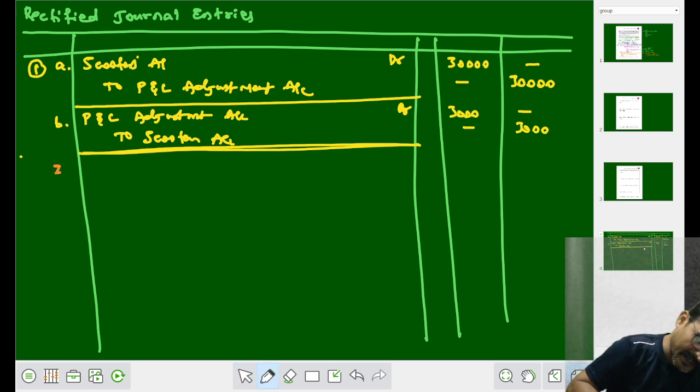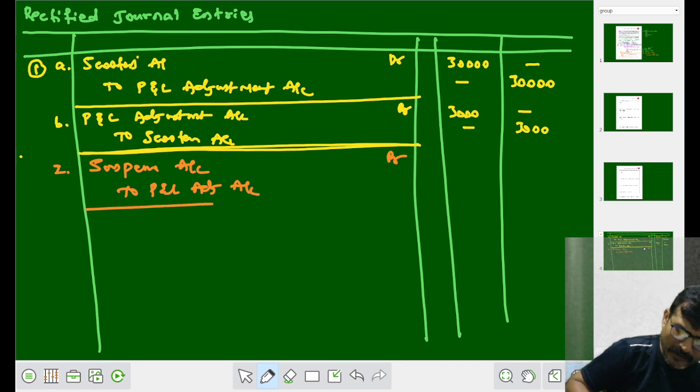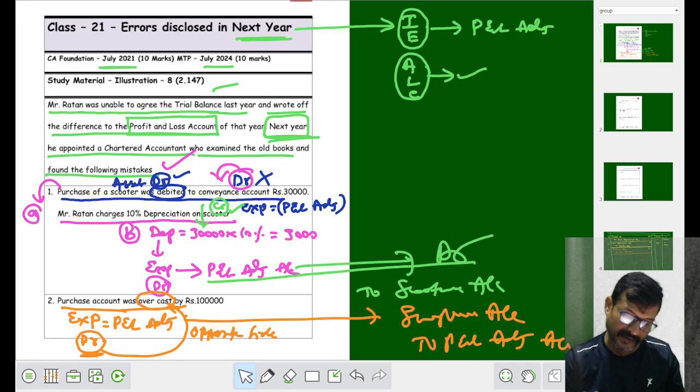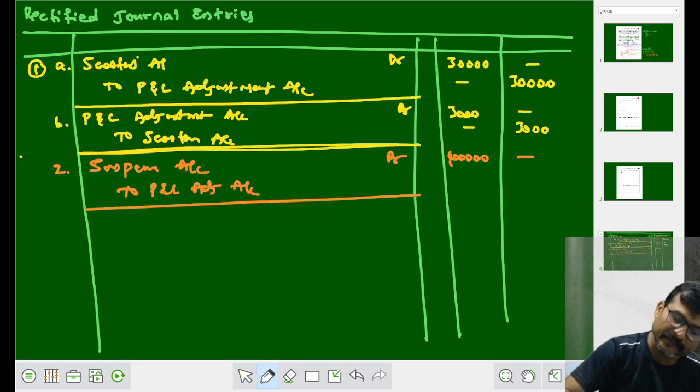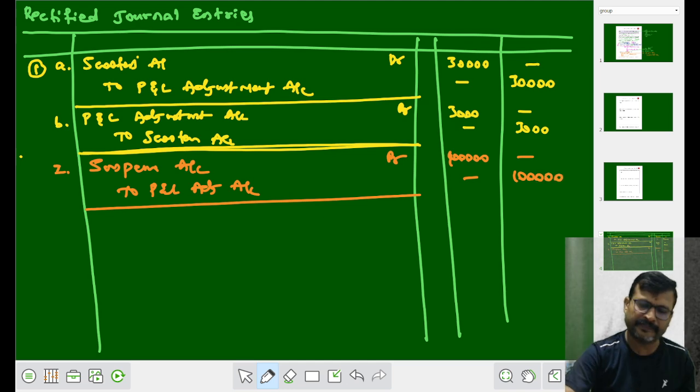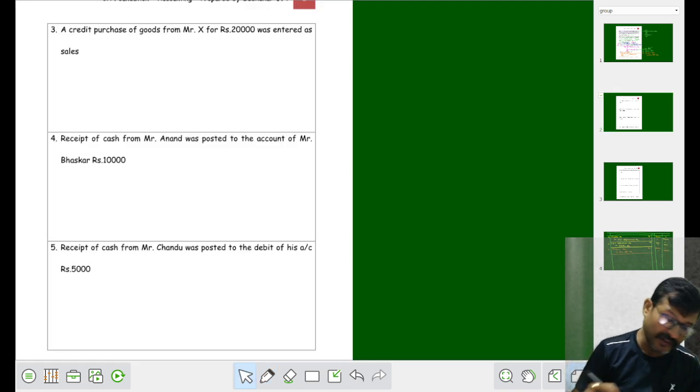So now, the second concept: suspense account debit to P&L adjustment account. How much amount is overcost, my dear student? An amount of rupees, a big amount of rupees, 1 lakh dash dash 1 lakh. Now let me move on to the third one.